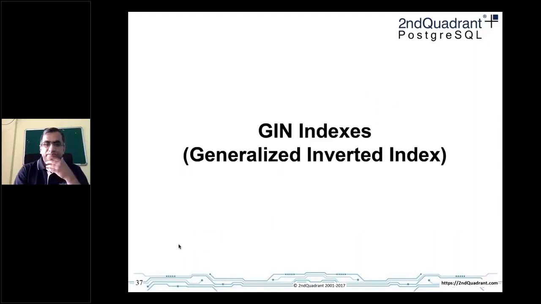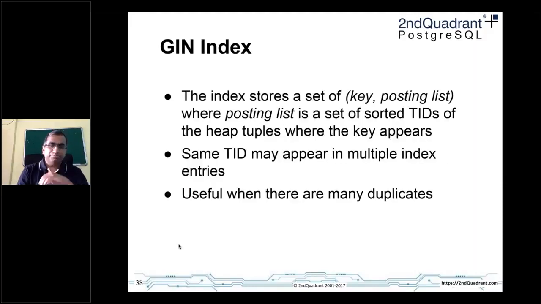The next type is what we call GIN indexes, or generalized inverted indexes. The key characteristic of this index is that every heap tuple can be indexed by more than one index tuple, which wasn't the case with B-tree indexes. GIN indexes are very powerful and useful when you are storing a lot of duplicate values.